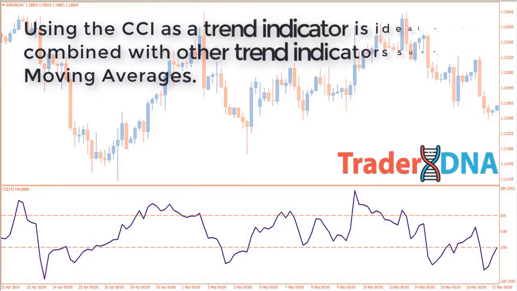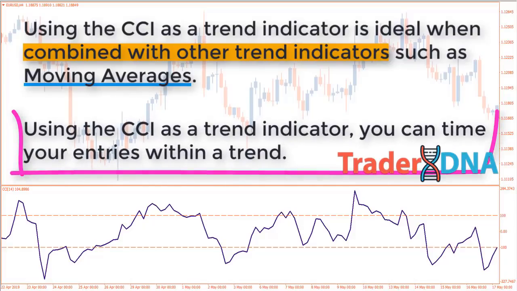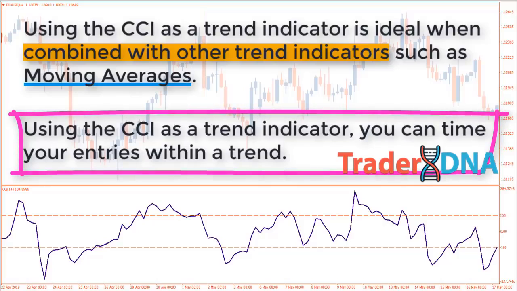Using the CCI as a trend indicator is ideal when combined with other trend indicators such as moving averages. This can help you to pick bottoms in a rally or tops in a decline. In other words, using the CCI as a trend indicator, you can time your entries within a trend.